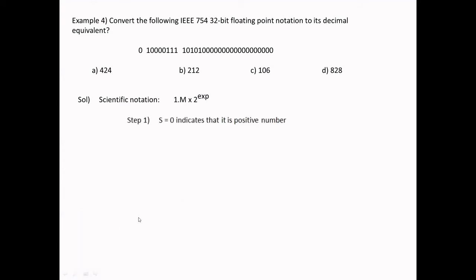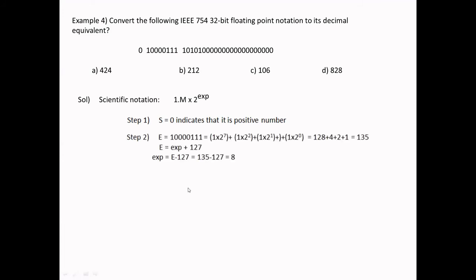So S equal to 0 indicates that it is a positive number. Okay. And we need to find out the original exponent. For that we know E equal to original exponent plus 127. So original exponent equal to E minus 127, that is 135 minus 127, that is 8.